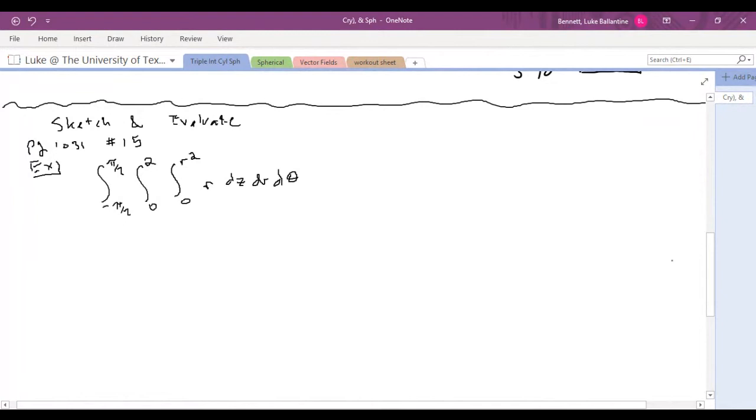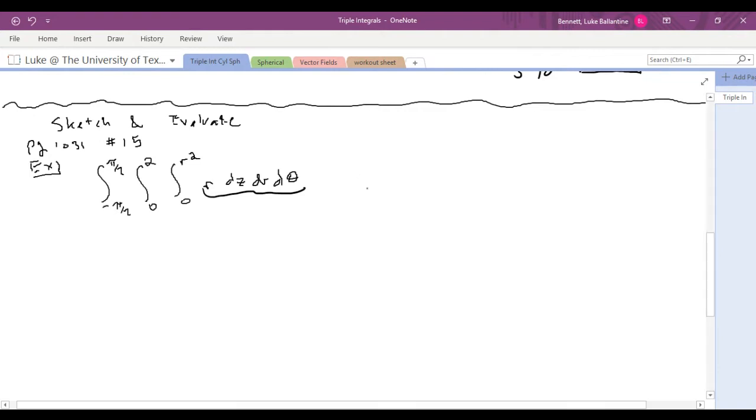Page 1031, number 15. Sketch and evaluate, the same instructions. So remember, we're calculating volume again because this is r dz dr d theta, because 1 dv is equal to r times various combinations of dz, dr, and d theta.